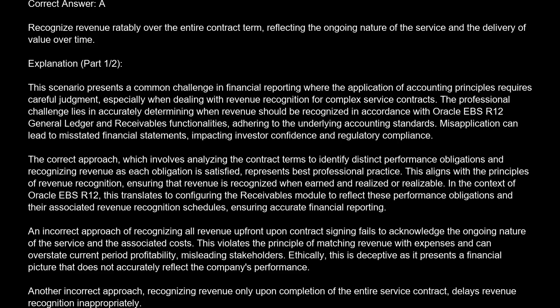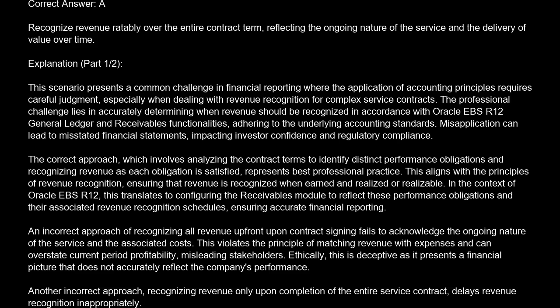The professional challenge lies in accurately determining when revenue should be recognized in accordance with Oracle EBS R12 General Ledger and Receivables functionalities, adhering to the underlying accounting standards. Misapplication can lead to misstated financial statements, impacting investor confidence and regulatory compliance. The correct approach, which involves analyzing the contract terms to identify distinct performance obligations and recognizing revenue as each obligation is satisfied, represents best professional practice.